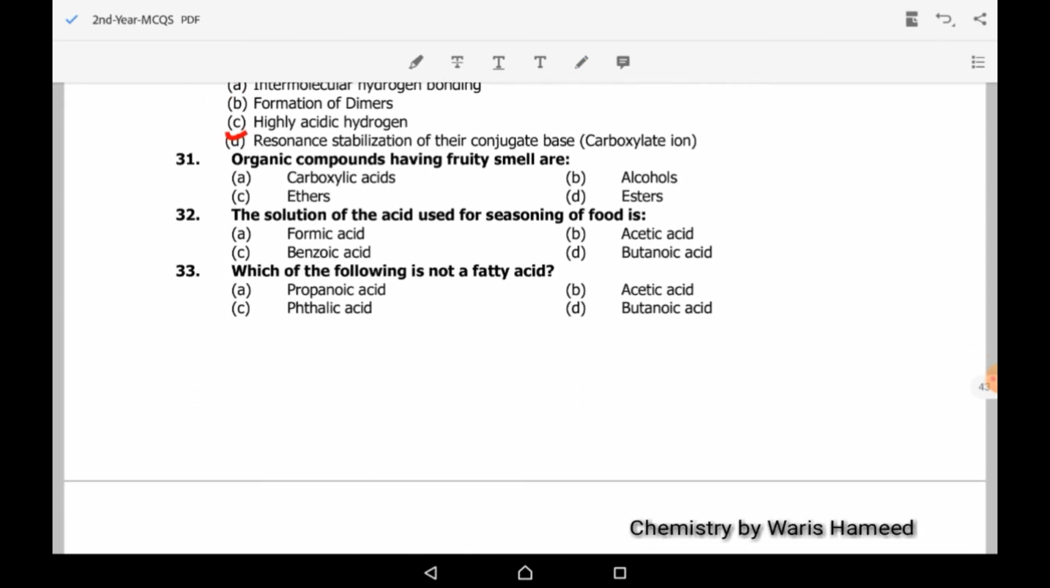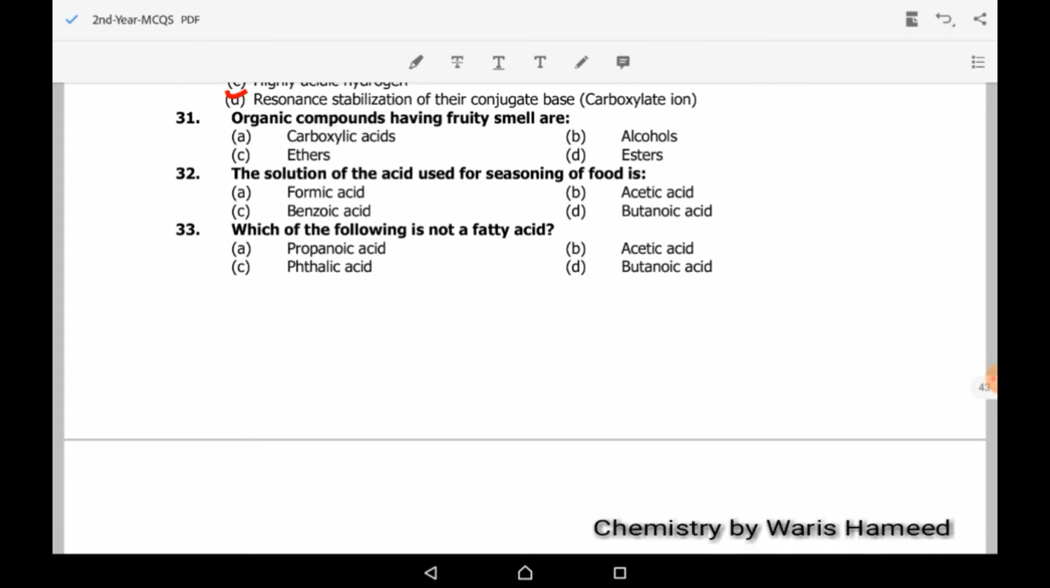In case of 31st MCQs, organic compounds having fruity smells are esters. Esters are used as flavors. 32 MCQs. The solution of the acid used for seasoning of food is acetic acid. We can use acetic acid for the preservation of food and seasoning of food.